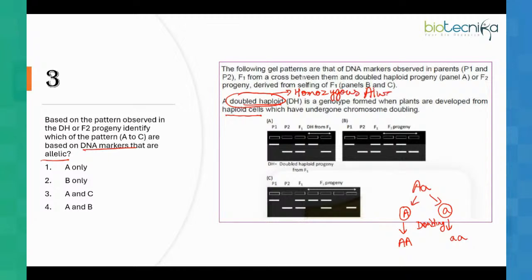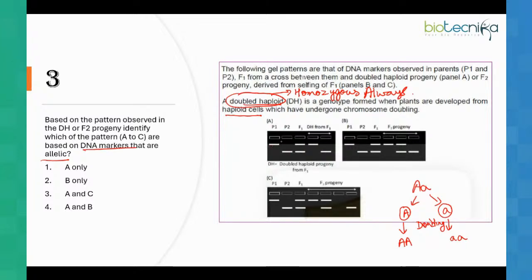Homozygous always. Okay, now in plant 1, I'm sorry, Herbert, that's not correct. So in panel 1, what we have, so there is P1, P2.